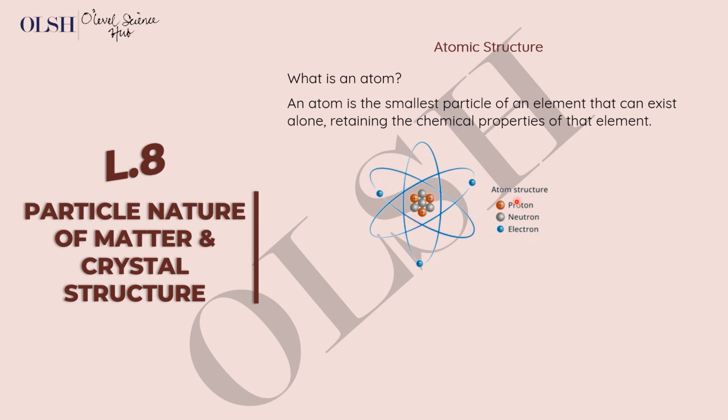Our protons are positively charged, our neutrons are neutral, and our electrons are negatively charged. These electrons are held in place by electrostatic attraction between them and the protons as they circle the nucleus in an orbit. The electrons are very light in weight, and this makes them easily transferable.